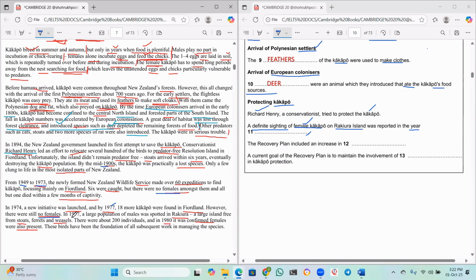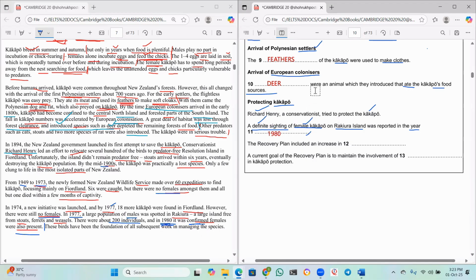Then in 1977, males were spotted in Rakiura, a large island free from these. There are about 200 individuals. And in 1980, it was confirmed females were also present. So what is the answer, guys? I think I got the answer. He says in 1980 it is confirmed females were also present. Confirmed means a definite sighting of a female kakapo was reported in which year? In 1980. So 1980 should be our answer.